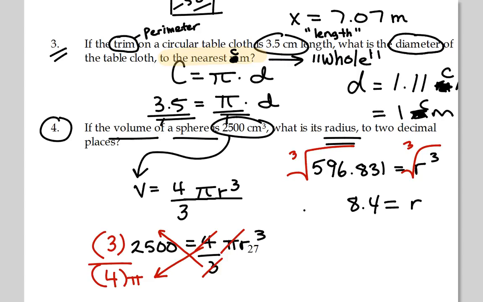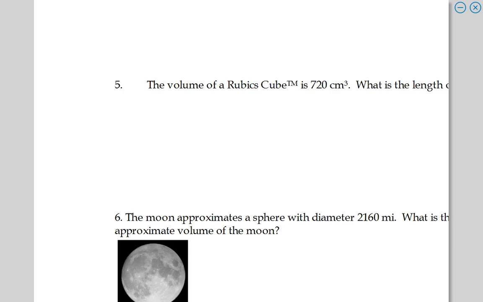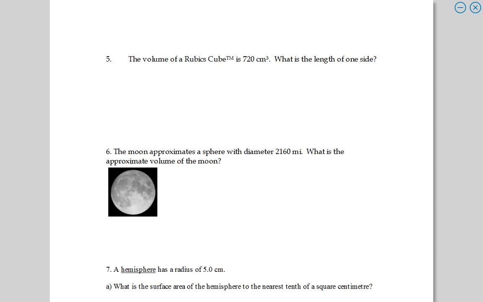What's the unit for the 8.4? Centimeter. Okay, a radius is a length, so it's one-dimensional, right? One-dimensional. So the unit is just centimeter. Radius is length. Beautiful. Let's keep motoring along here.